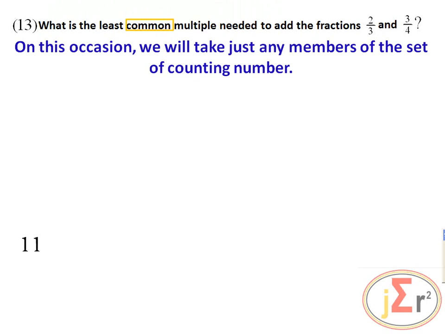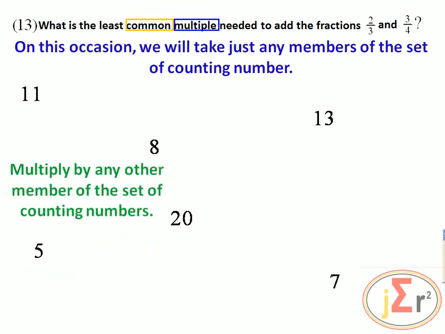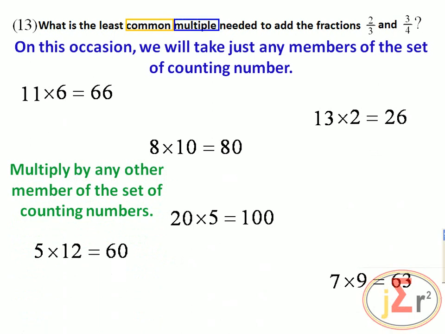Let's go again. 11, 13, 28, 5, 7. So we are taking some members of the set of counting numbers. And what do we do with them? Multiply by any other member of the set of counting numbers. So if we multiply by any other member, what will be the result? So we have them right there. So we have 11 sixes, 66, 8 tens, 80, 13 twos, 26, 20 fives, 100, 5 12s, 60, 7 nines, 63.